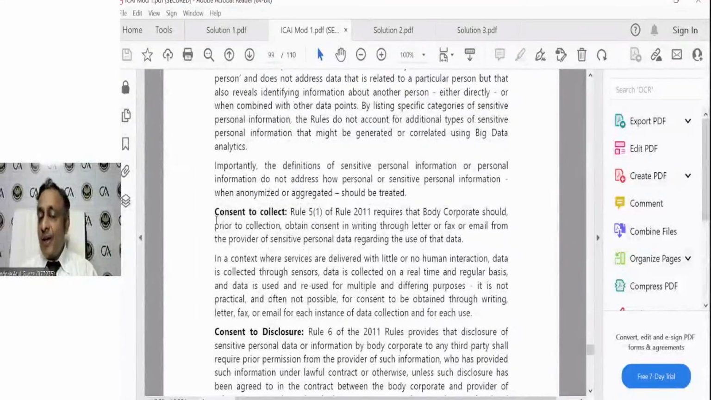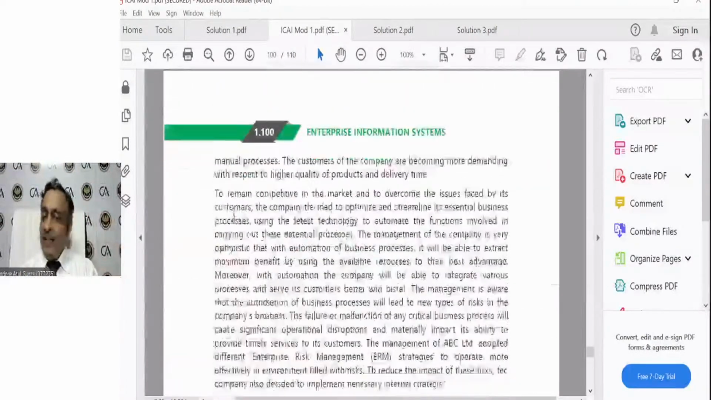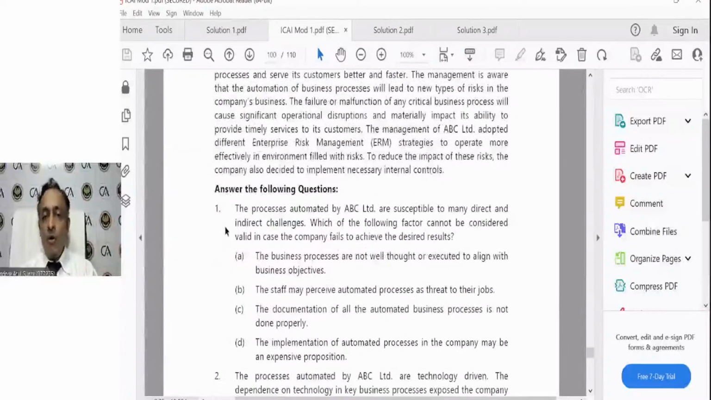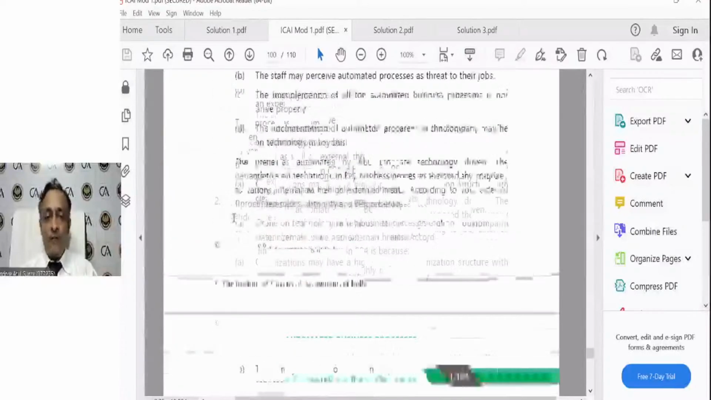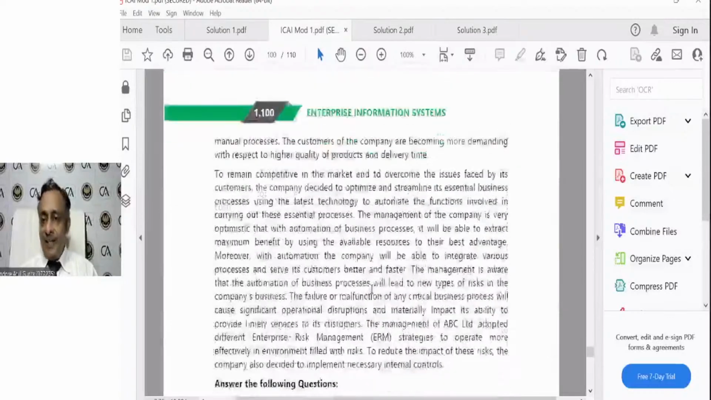Then consent to collect, yes, for any data that is being collected. In fact, that is why whenever you fill an online form, there's a consent you give about what can be done with that data. This has become a big, big issue, this privacy of data. There are good illustrations. Please go through that. They are in the module itself. So that is the syllabus part.